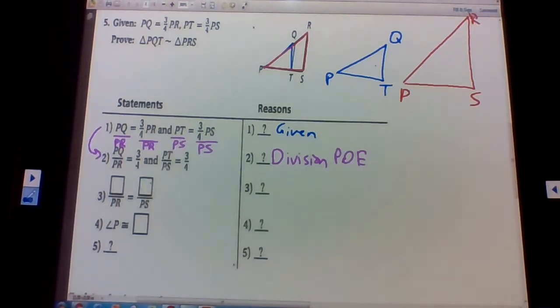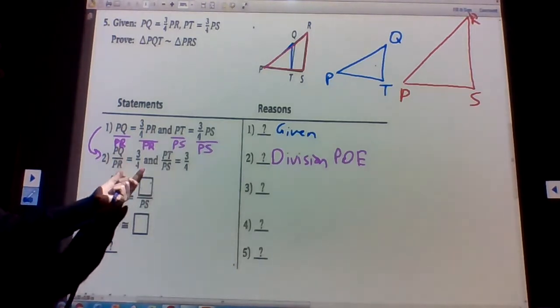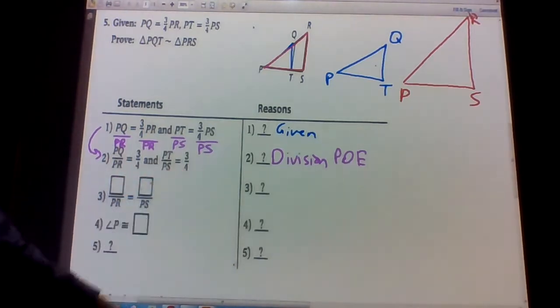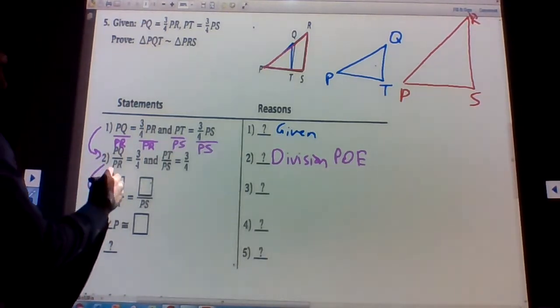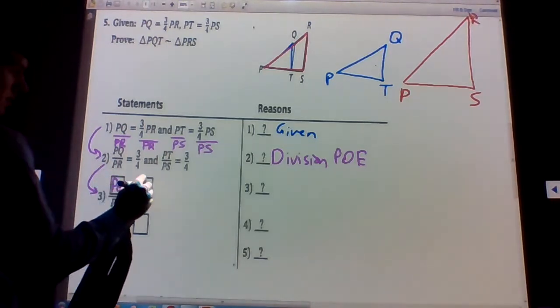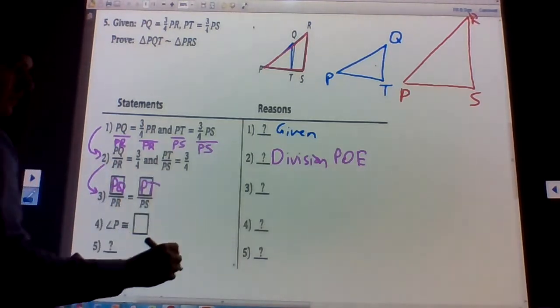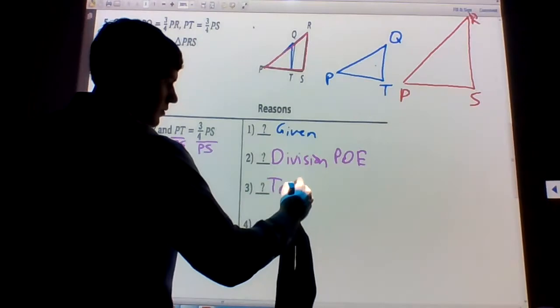Okay. Now they have that PQ over PR equals 3/4 and PT over PS equals 3/4. So then they used the transitive property, right? If they're both equal to 3/4, then they're equal to each other. Right, that's your transitive.